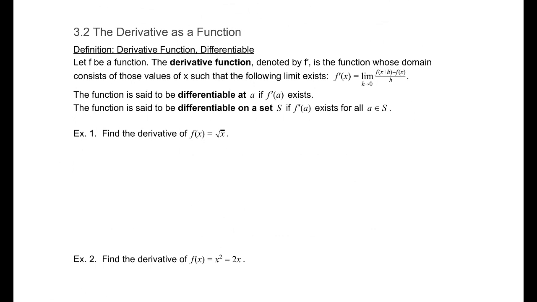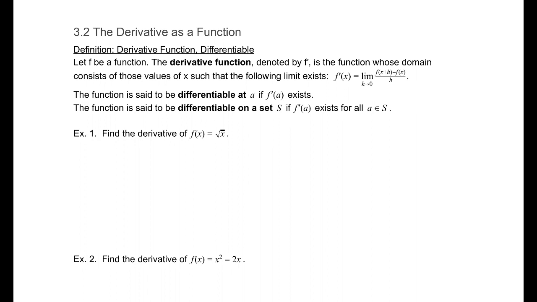The derivative function. Okay, so let f be a function. Then the derivative function, denoted by f prime, and often f prime of x, is the function whose domain consists of the values of x such that this limit exists. f prime of x equals the limit as h approaches 0 of f of x plus h minus f of x over h. Now a function is said to be differentiable at point a if f prime of a exists, if that limit does exist at that point. And the function is said to be differentiable on a set if the derivative exists on that set for every value in that range.